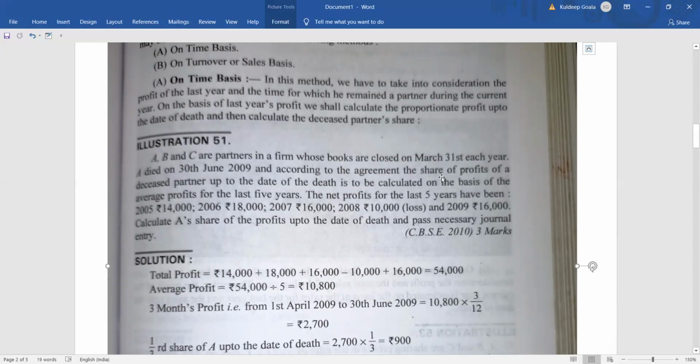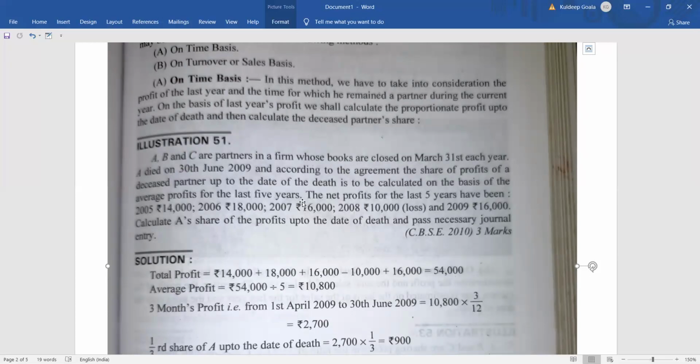And according to the agreement, if any partner dies, up to the date of death, his share of profit will be calculated and given on the basis of the average profit of last 5 years. If any partner dies in between the year, his share of profit will be given on the basis of the average profit of last 5 years.